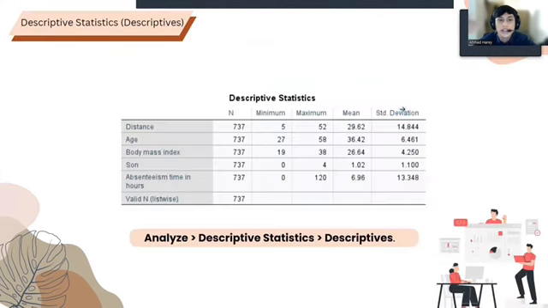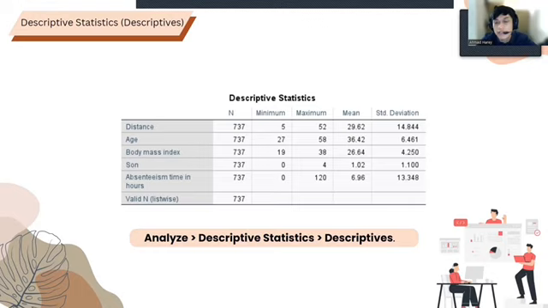So this is how we get the data to do the descriptive analysis. First, we are using SPSS. We use analyze, and then we put descriptive statistic, and we specify descriptive. Then this is the data that we get. We can know the minimum, maximum, mean, and standard deviation. For example, for the first distance, the number of data is 737. So the minimum is 5 and the maximum is 52, and it also calculates the mean.